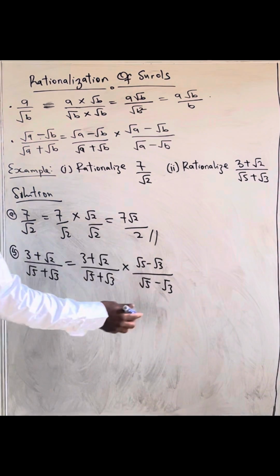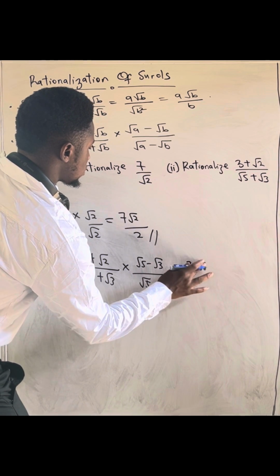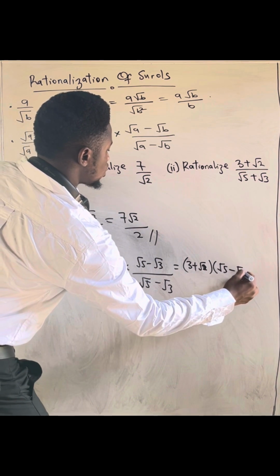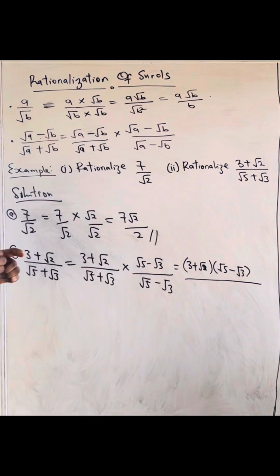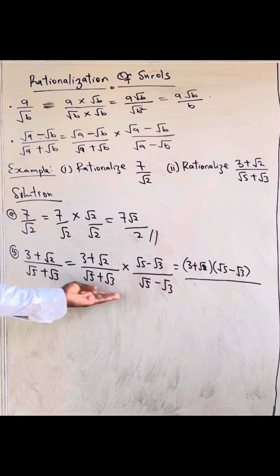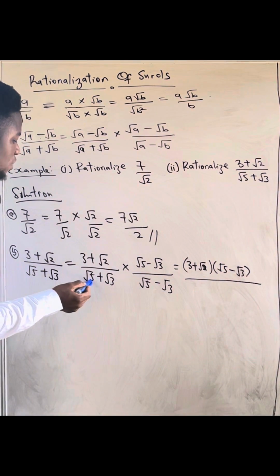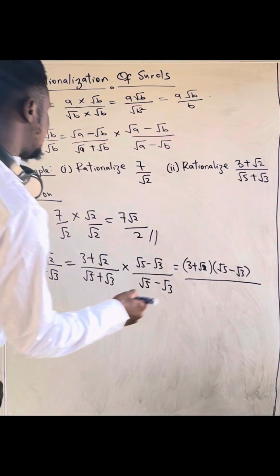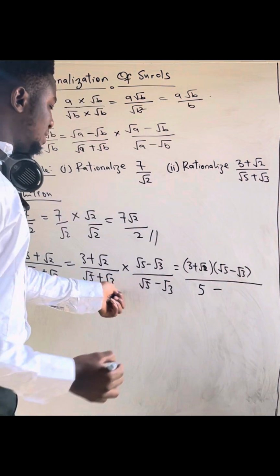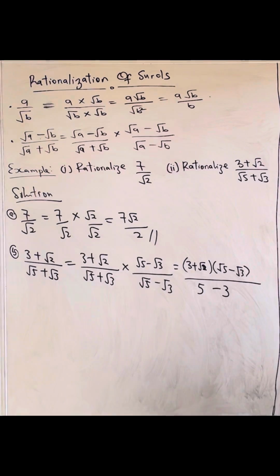So once I'm here, this expression returns to 3 plus root 2 times root 5 minus root 3 over the denominator. I'm going to use the idea of conjugate to solve this. If I'm multiplying this with this, I will just do root 5 times root 5. Guys, what is root 5 times root 5? That is 5. Plus times minus, root 3 times root 3, that is 3. You get that? So I'll just do it like that.